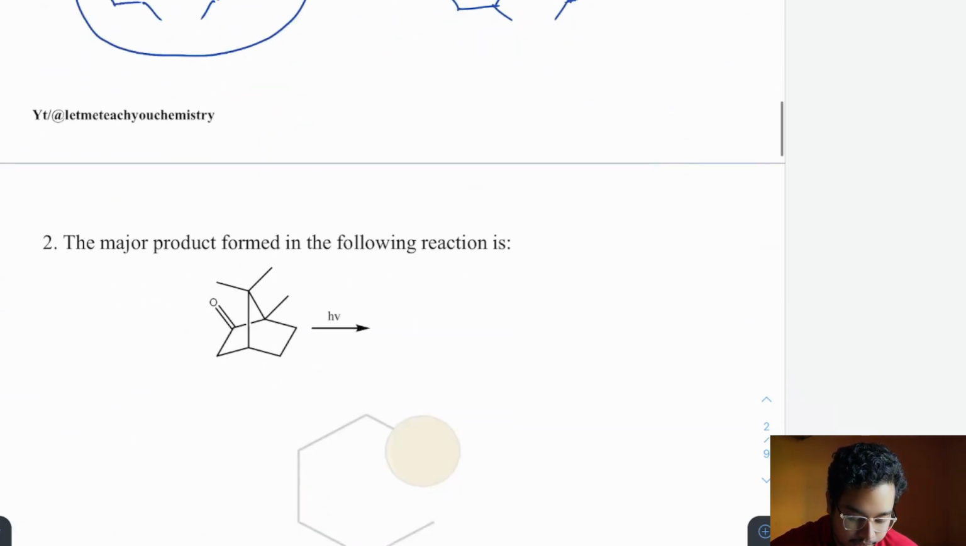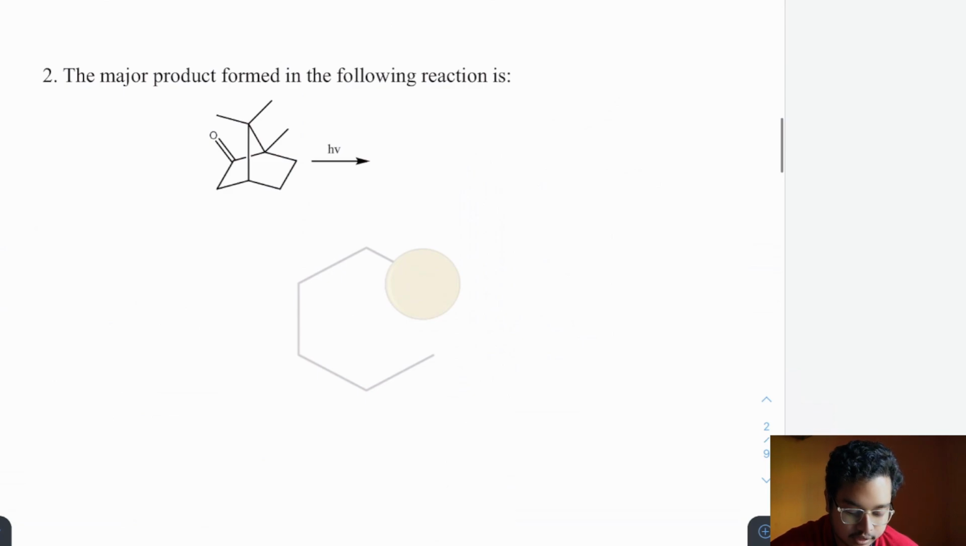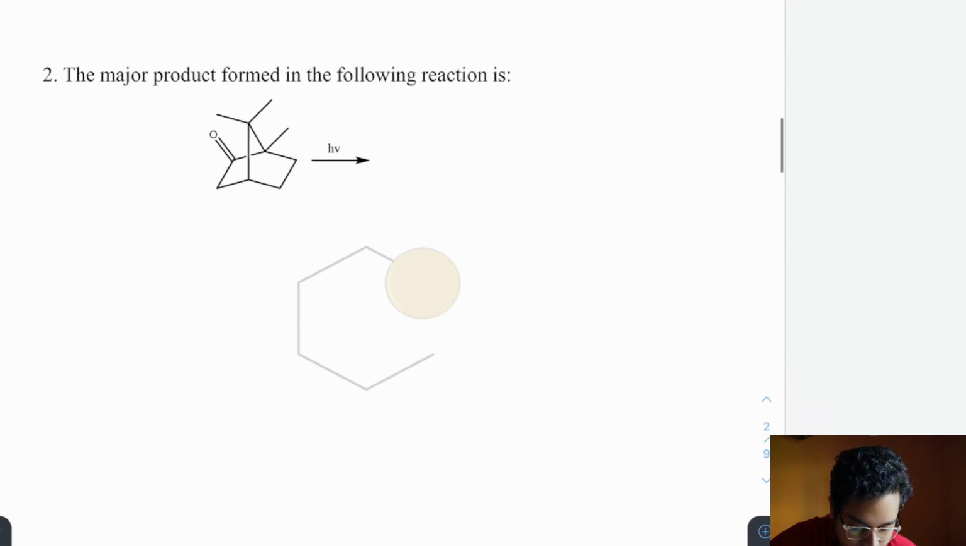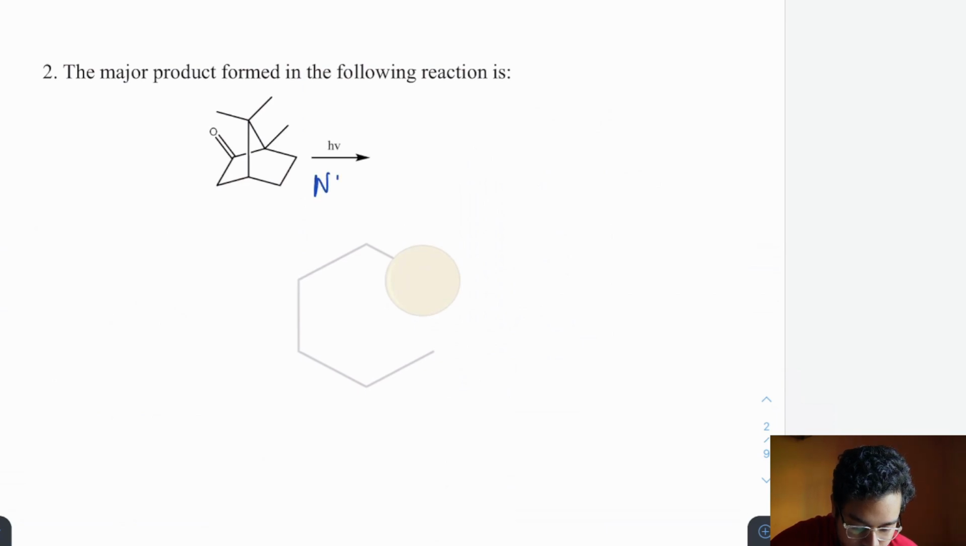The next question is again: the major product formed in the following reaction. This also seems like a Norrish type 1 reaction. Here regioselectivity comes into play. There are two alpha bonds. If we cleave this one, one carbonyl radical and one primary radical form, which is unstable, so this pathway will not be followed. The pathway followed is the one where this particular alpha cleavage takes place.